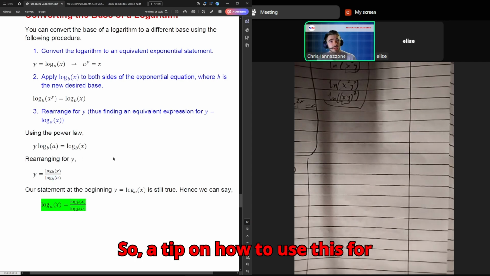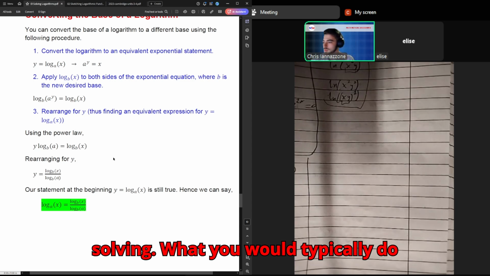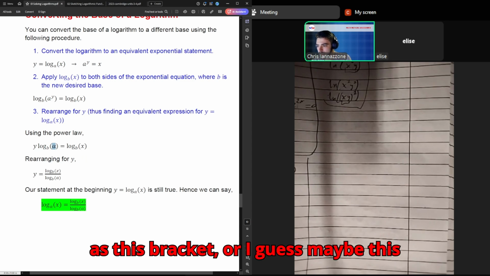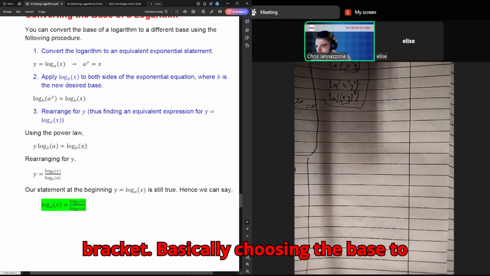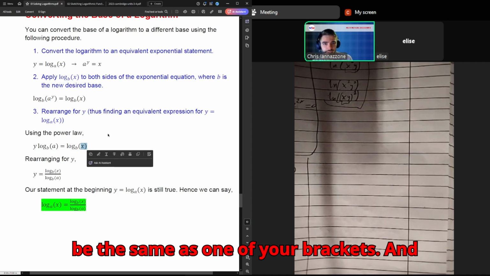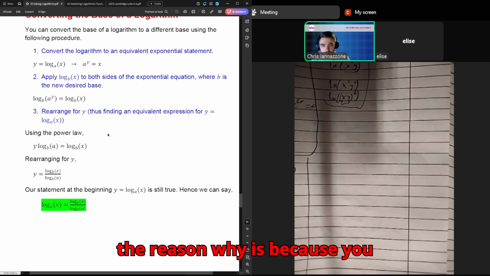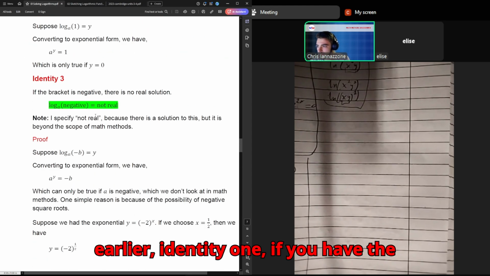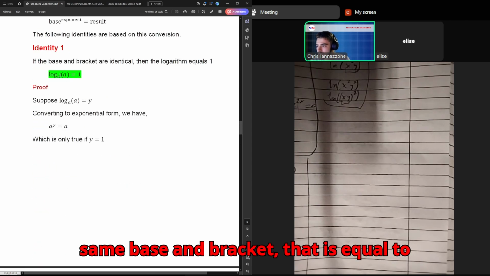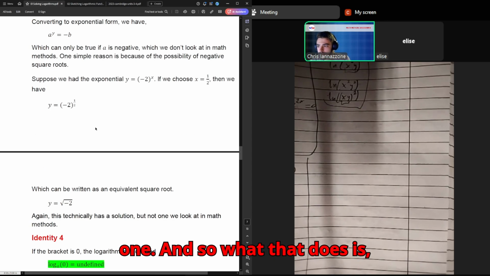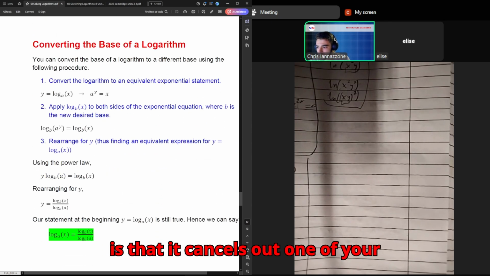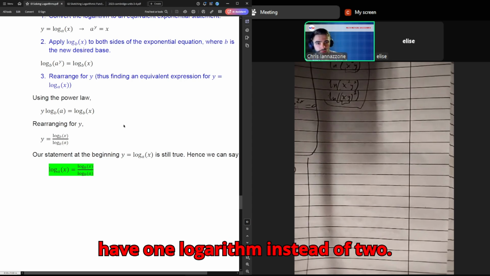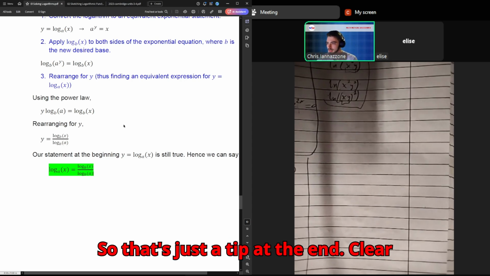So a tip on how to use this for solving: what you would typically do is choose your base to be the same as one of your brackets. The reason why is because you would cancel that out. We've seen earlier, identity 1, if you have same base and bracket, that is equal to 1. And so that cancels out one of your logarithms in this fraction. You only have one logarithm instead of two. So that's just a tip at the end.